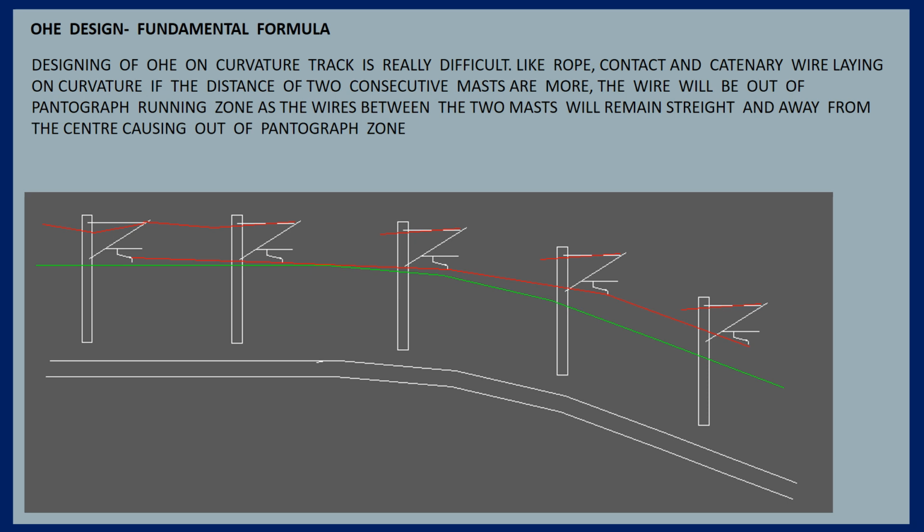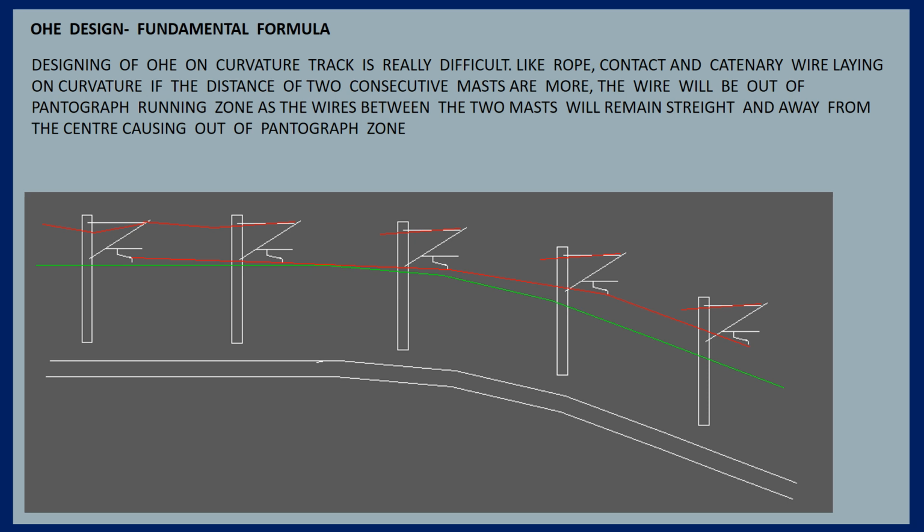Means in a circle, if you erect one mast at one end of an arc, then another mast at the end of the other side of the arc, the track is curved, but the contact wire that we connect with the masts will be straight. So the track center will go out of this contact wire.